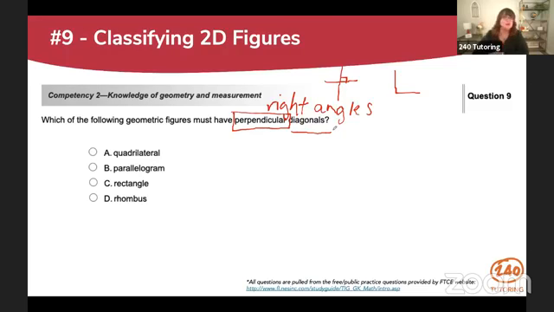Now I'm going to give you a quick tutorial on geometric vocabulary. So for two-dimensional shapes, we need to know, well, what is a quadrilateral? What is a parallelogram? What is a rectangle? And what is a rhombus? I like to think of 2D figures like nesting boxes.